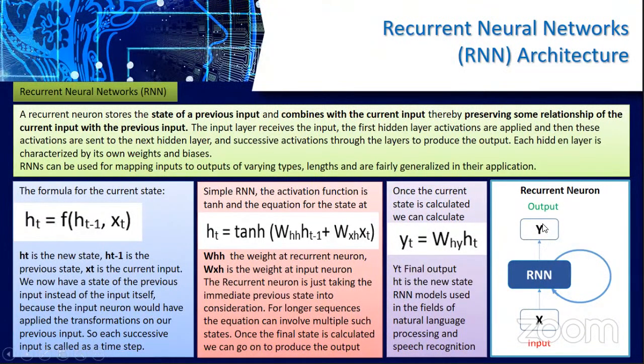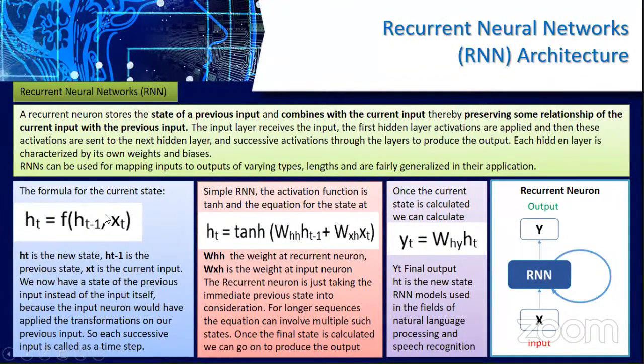So every time you would like to calculate the state, let's see the state equation here. The formula for the current state is given as H suffix t is equal to f of H suffix t minus 1 comma X suffix t. H suffix t minus 1 is nothing but the previous state, and the current state you get every time is called H suffix t.